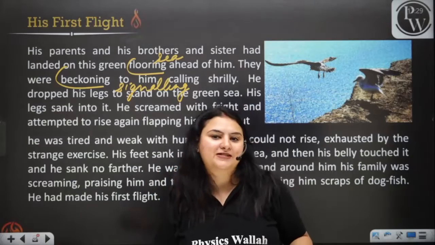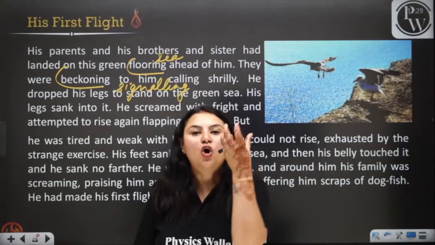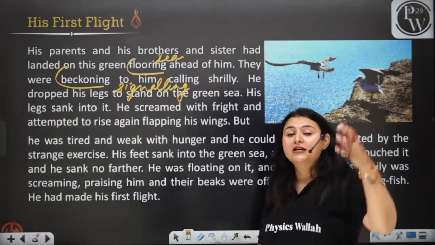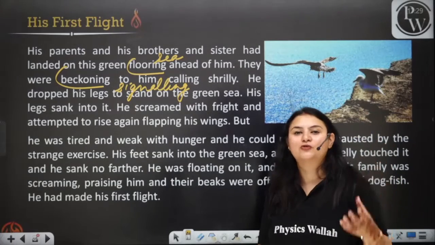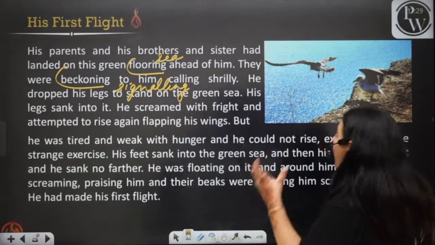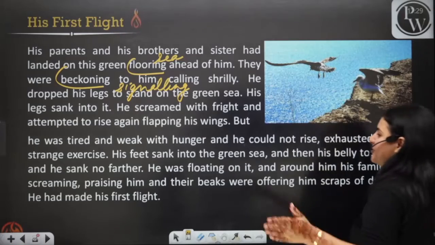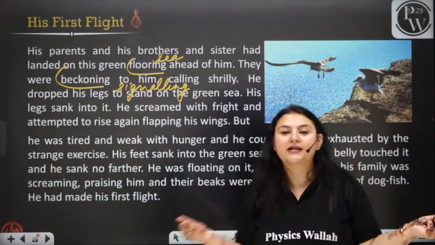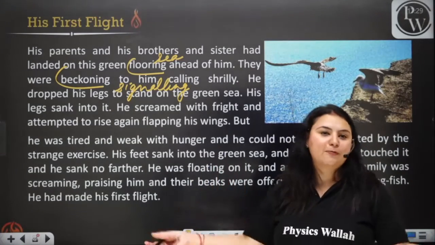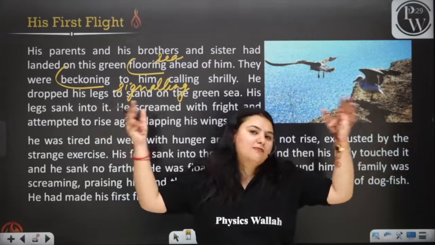Then his family supported him. Then his family offered him the food. Finally he got the food for which he was actually dying. And he had made his first flight. Yes, he got the praise of his family and his siblings, and he was a master.